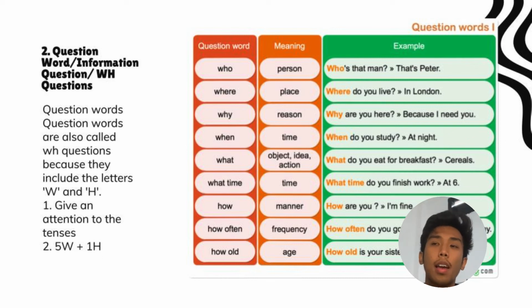And if you want to ask about the location, we can use the question word where. For example, where do you live? I live in London. So basically where is for asking about a place or location. And there are a lot of question words: why, when, what time, how often, and how old.